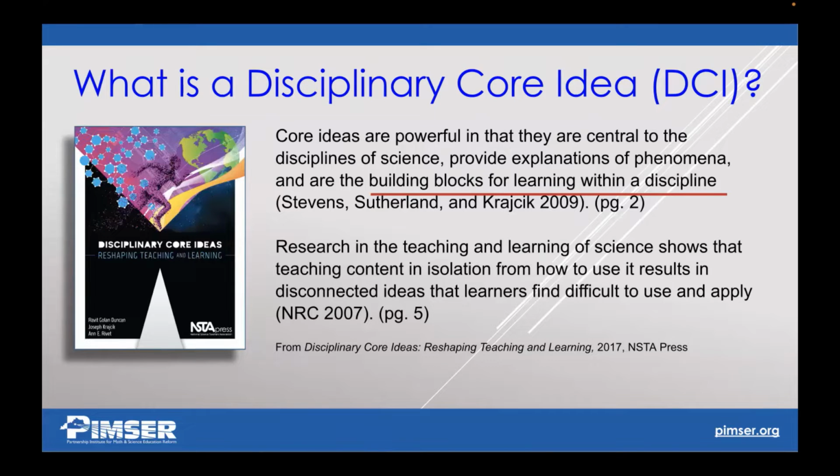Research in teaching and learning of science shows that teaching content in isolation from how to use it results in disconnected ideas that learners find difficult to use and apply. Again, thinking about the idea of deeper learning and that students forget 90% of what they've learned in 30 days if it's not deeply processed. So, that's the idea behind these big building blocks and not just knowing some isolated facts or memorizing definitions or equations.